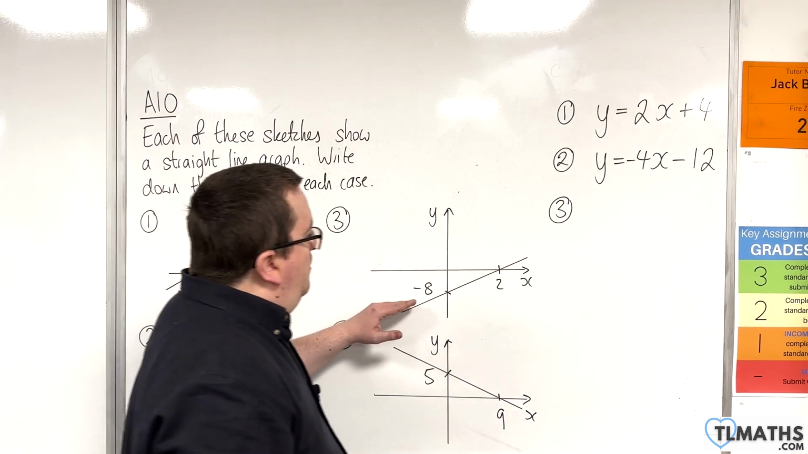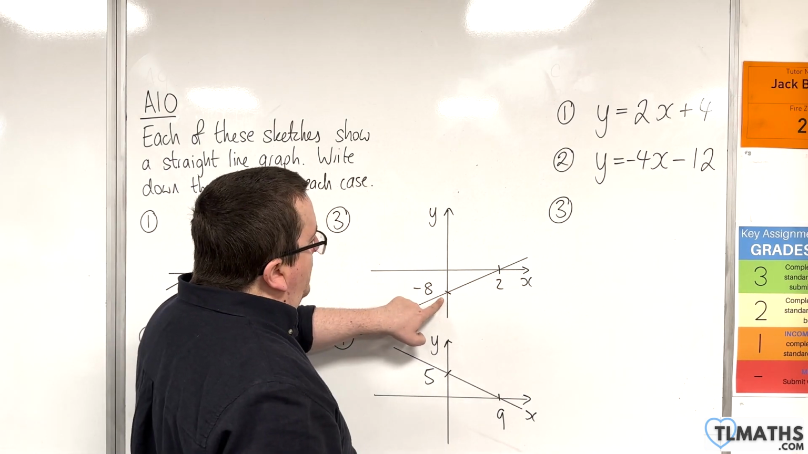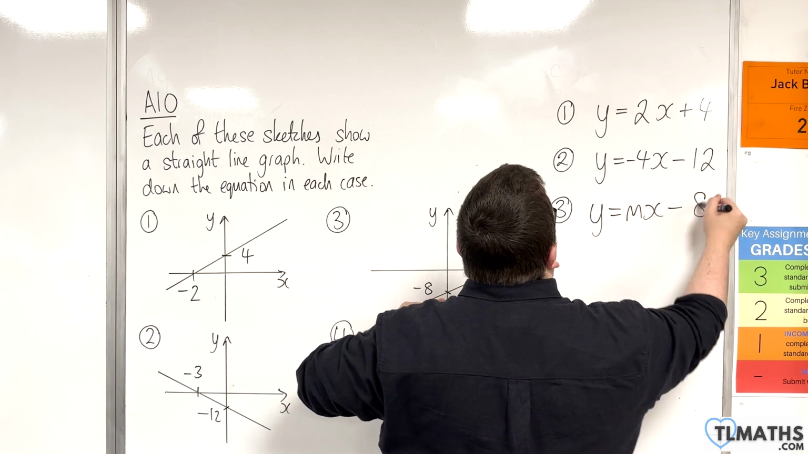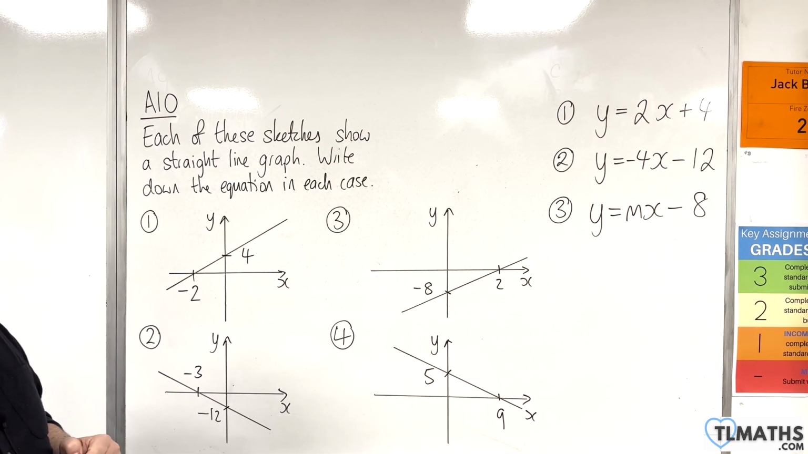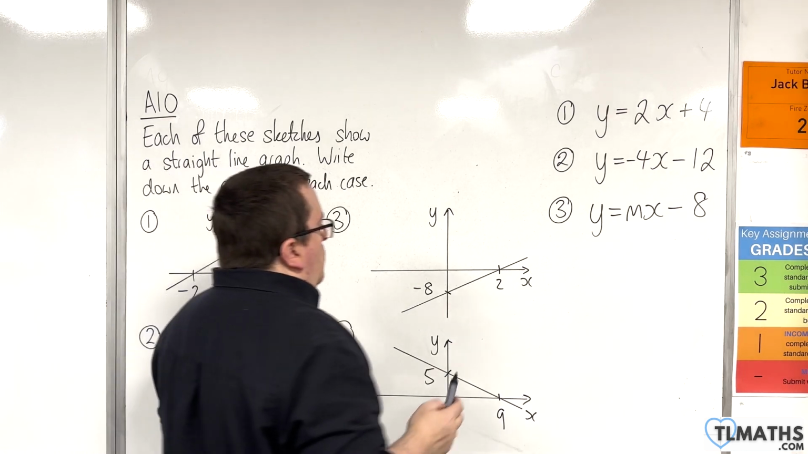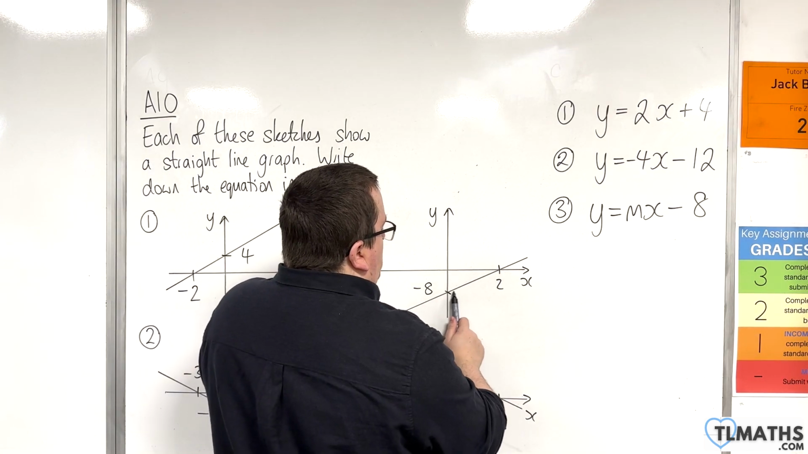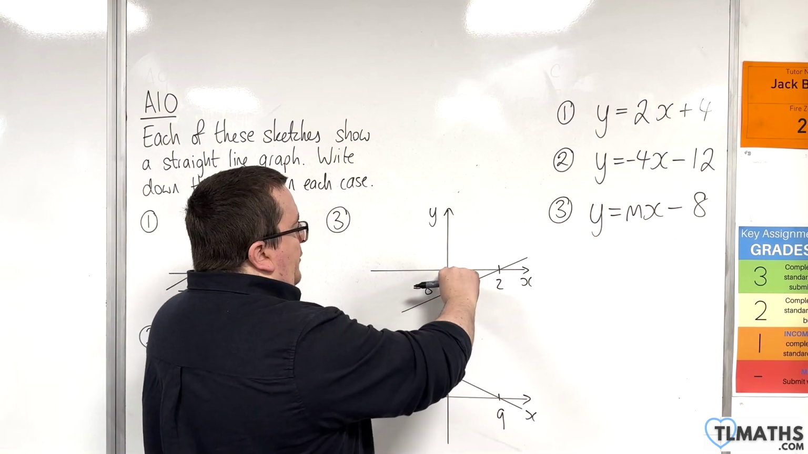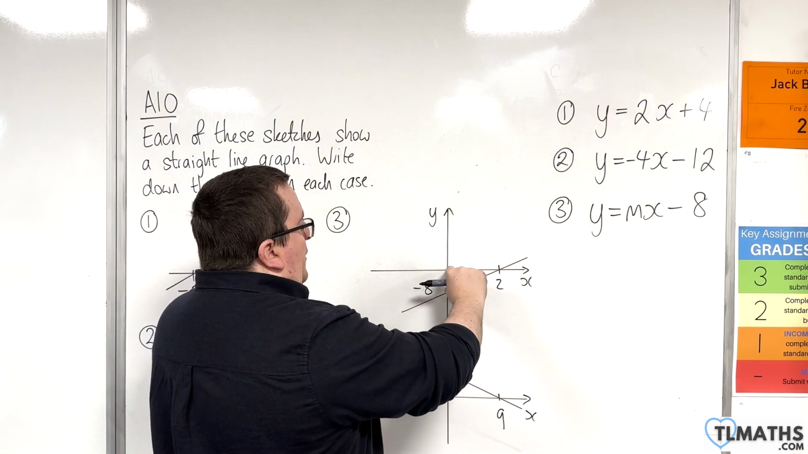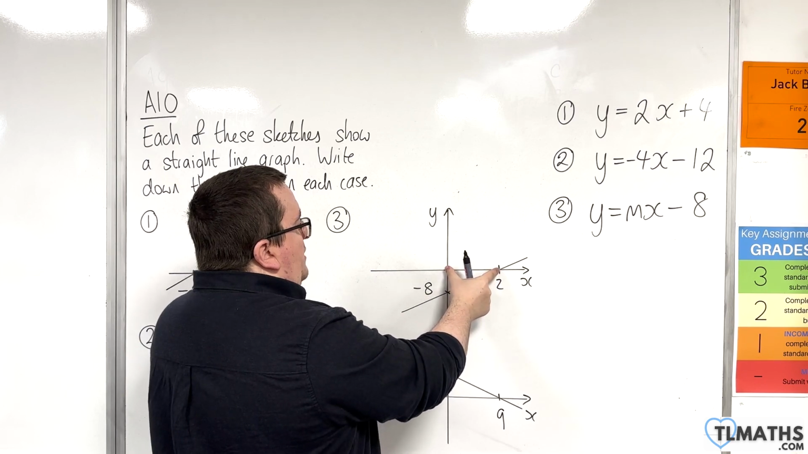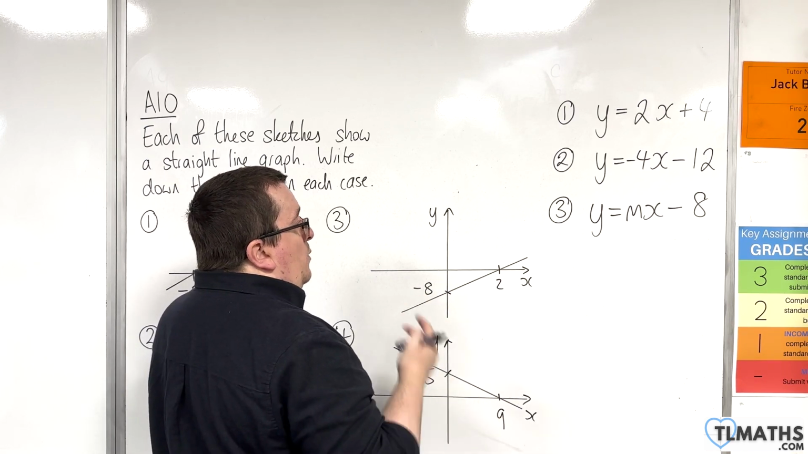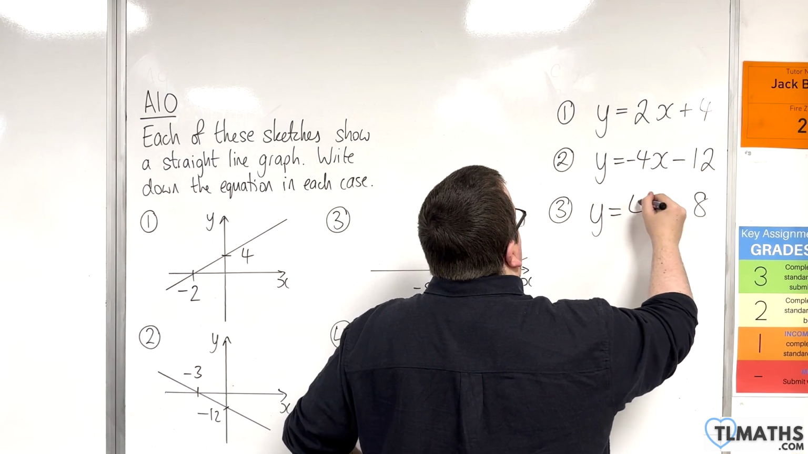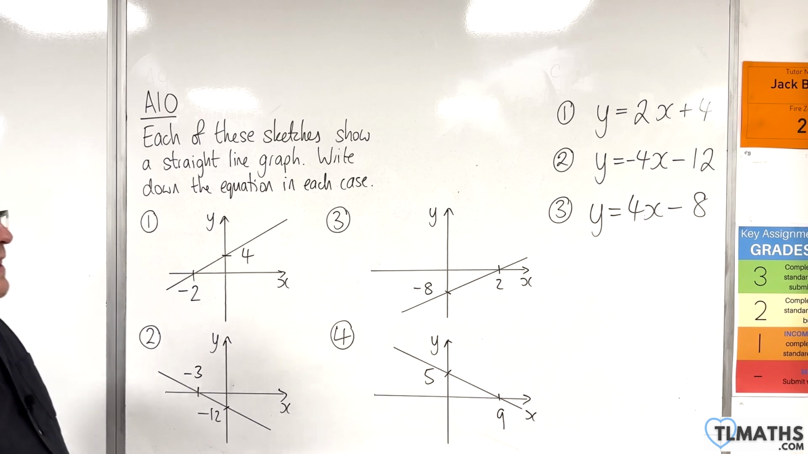Well, number 3 has a positive gradient. It's going through -8 on the y-axis, so we know it's y equals mx take away 8. But what's the gradient? Well, we're going 2 along, 8 up here. So we're going to have to do difference in y divided by difference in x. So that's 8 divided by 2. So 8 divided by 2 is 4. So that means it has to be y equals 4x take away 8.